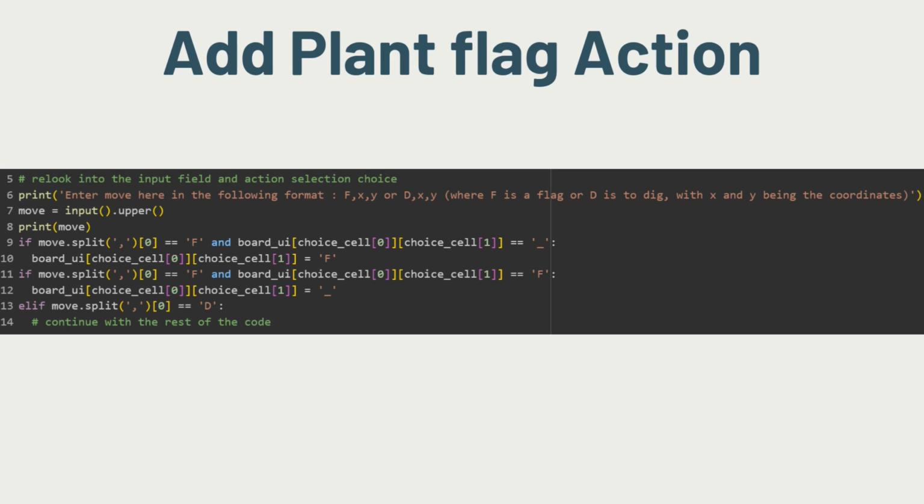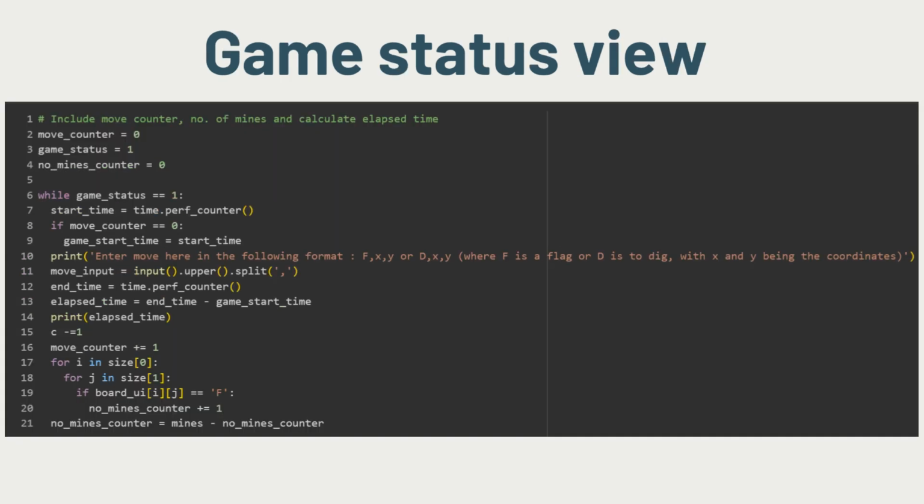Once that is done, we will now modify the print to screen that the player will see. We will update an instruction before the print screen and include a counter for the number of moves taken, the number of mines remaining as a function of the number of mines deducting the number of flags on screen, and the elapsed time to simulate the displays from the actual game.